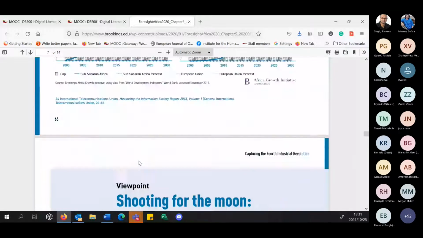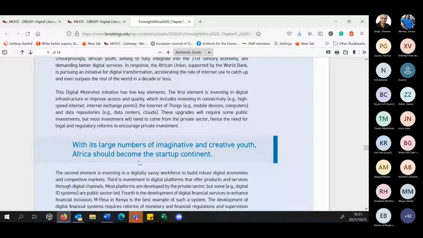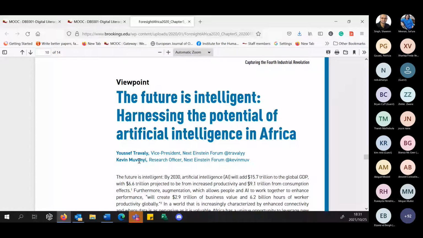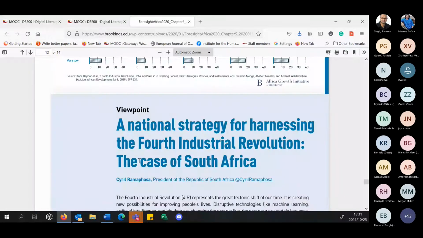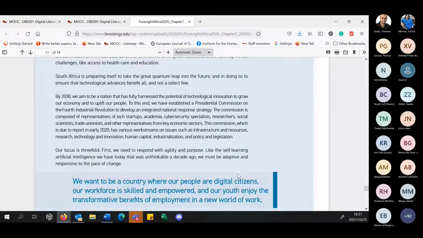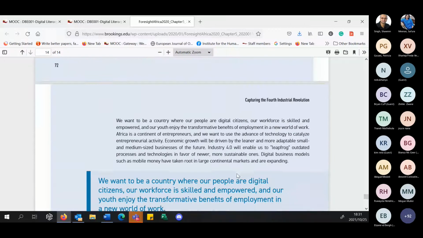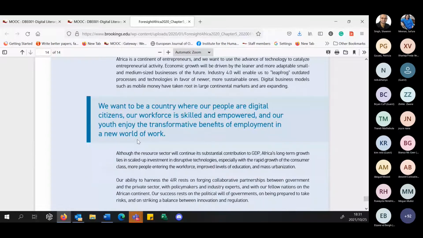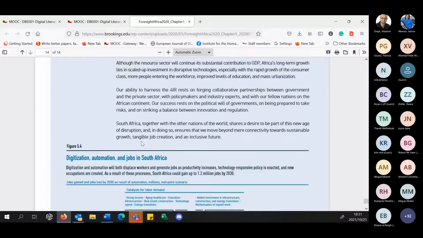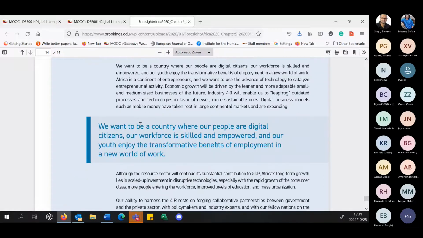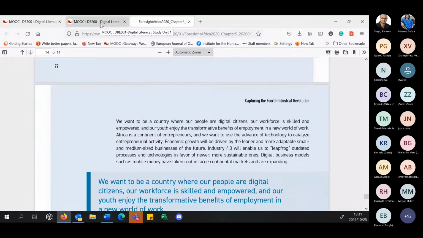But on pages 71 to 73, you will find the agenda specifically for Africa. And in this agenda for South Africa, the viewpoint, a national strategy for harnessing the fourth industrial revolution, the case of South Africa, President Cyril Ramaphosa unpacks what this means for us in the South African context, from the workforce to graduates to the type of students that we produce, youth empowerment, etc. And this is very important for us to think about, specifically when we now start talking about digital literacy and the core skills, and why these are important for us. So this is a very important document. It's done by the Brookings Institution, a research institute, and it's a very credible document in terms of understanding and unpacking the fourth industrial revolution for us in the African context.